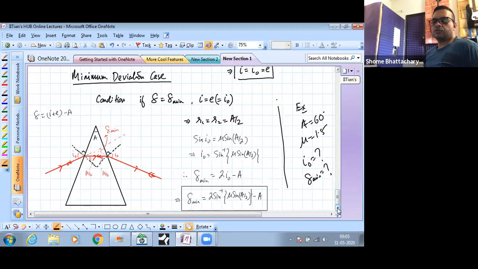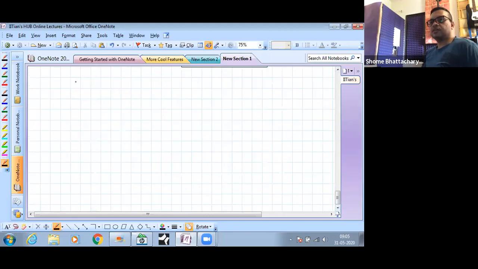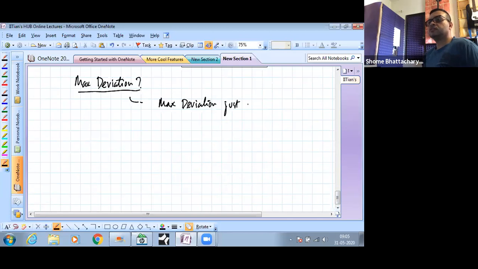So hope this is clear to all of you. Okay. Now the other side of the graph is the maximum deviation we can achieve. So what we mean by this is maximum deviation just before total internal refraction. Yeah, but what was the question? Come again.